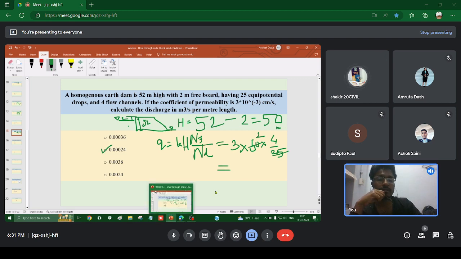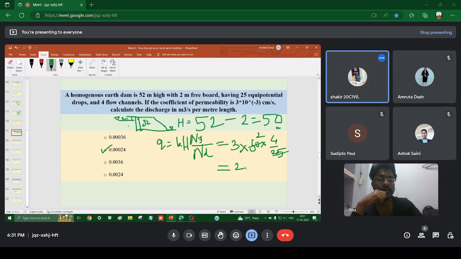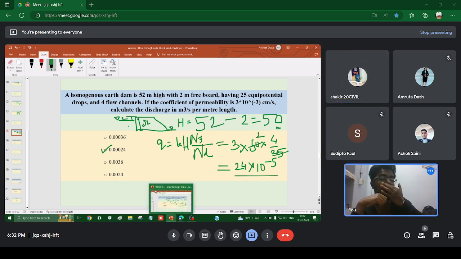Have you all got the answer? Is this clear, or should I repeat? Okay. So freeboard, you have to subtract the freeboard from the height of the dam to find out the head difference, and then put in the formula to get the discharge in meter cube per second per meter length. Okay, the answer is B, 0.00024.